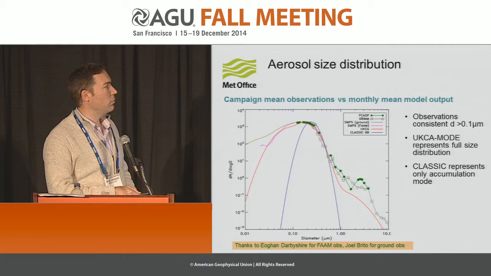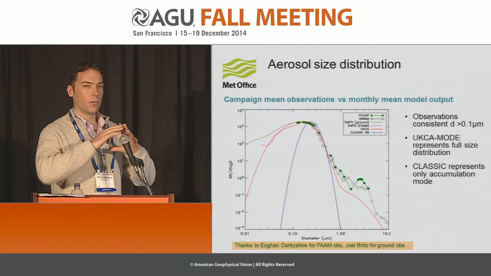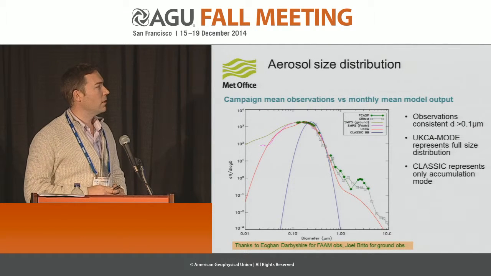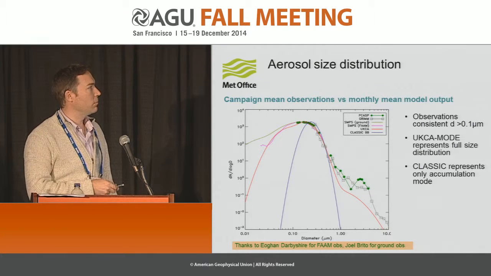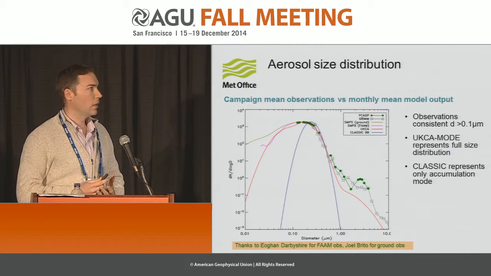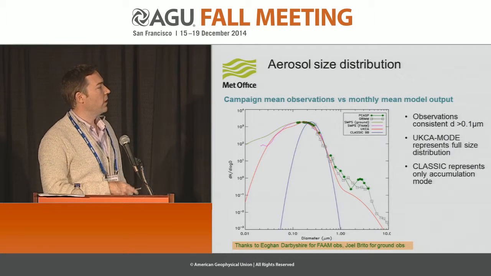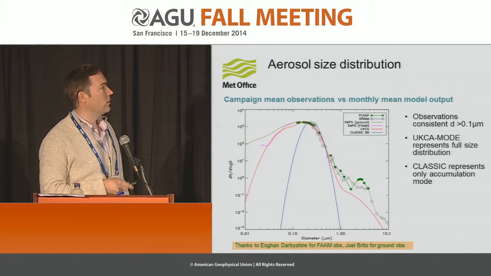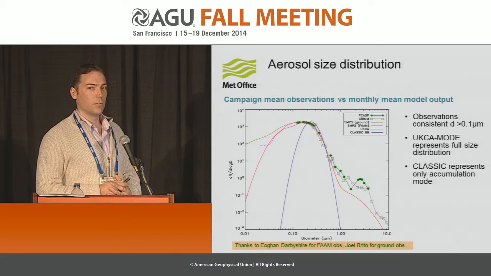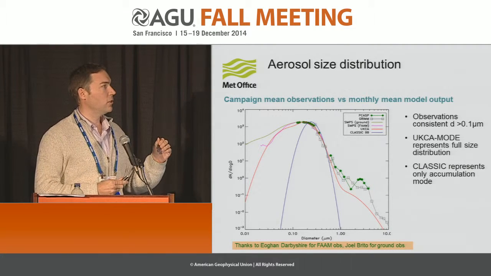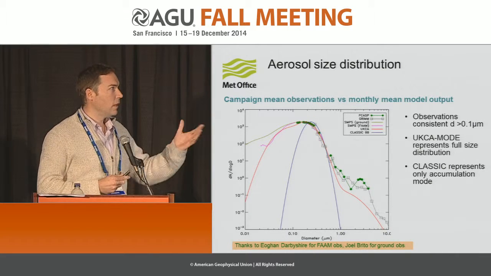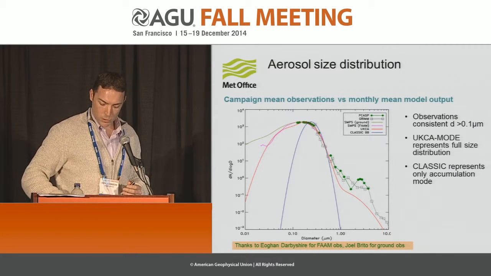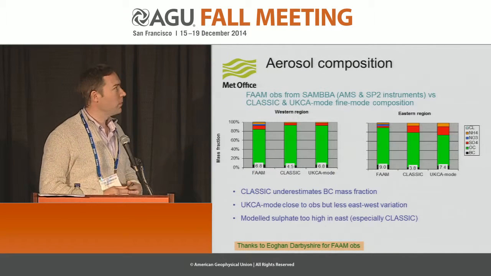UKCA-MODE is doing a pretty good job of getting the size distribution across the main part of that size range, which is really good because a lot of effort was put into explicitly representing the aerosol microphysics. If you contrast that with our original scheme, CLASSIC just had a specified log-normal size distribution to capture the accumulation mode. Whilst that gave a good basis for predicting the optical properties, the cloud interaction was much more limited. So, a little thumbs up for that.